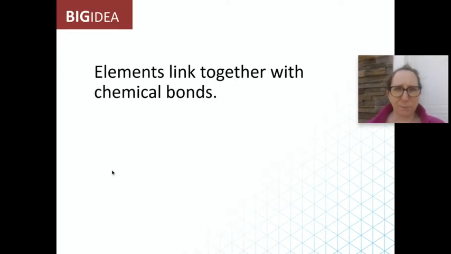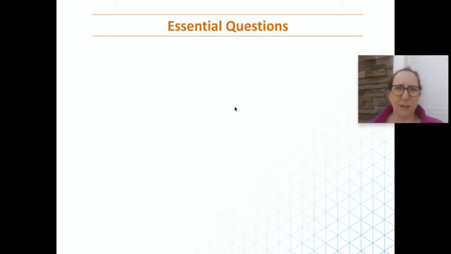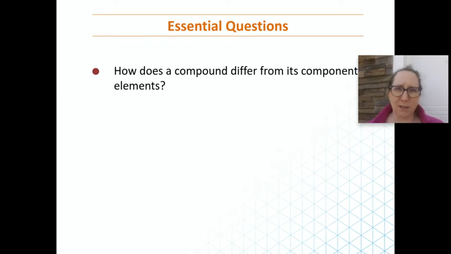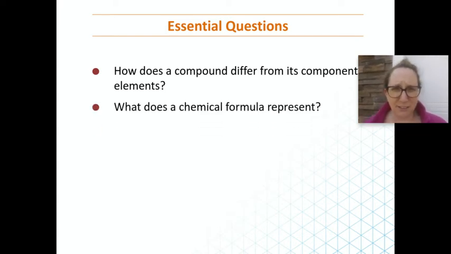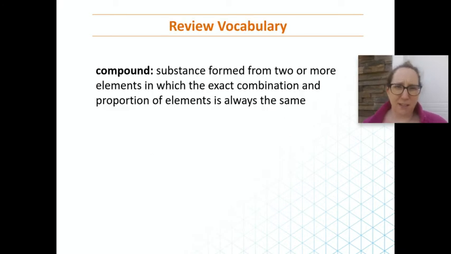All right, so the big thing in this chapter is elements link together with other elements to form chemical bonds. Okay, and the reason they do this is because it makes them more stable. Okay, so here we go. Essential questions. How does a compound differ from its component elements? And if you watched that video that I keep telling you to watch, Hunting the Elements, you know. What does a chemical formula represent? How do Lewis dot diagrams help us predict chemical bonding? And why does it occur?